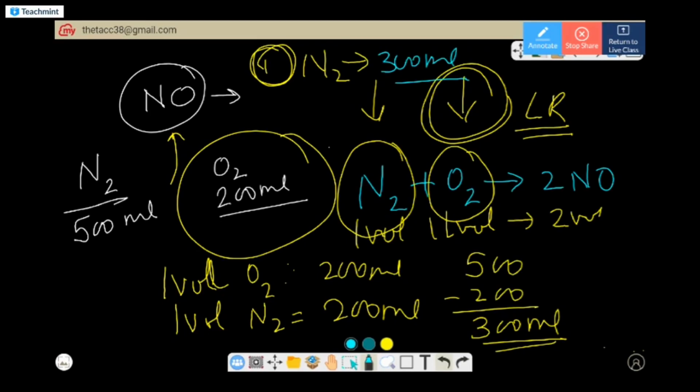Waste means not used. And if I ask how much nitric oxide is formed, it is 2 volume, so 400. It's 200, so take double of 1. So that's how much? 400 ml. Yes, it will be 400 ml of NO.